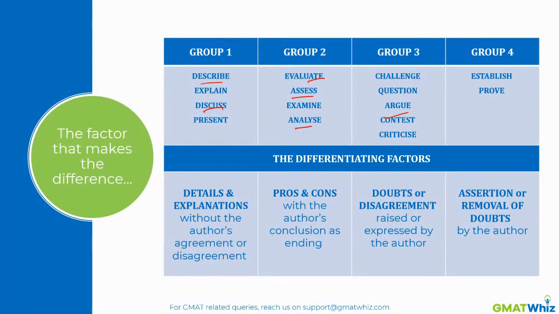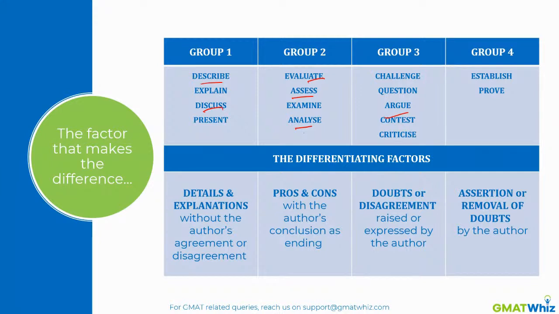On the other hand, if you look at group 2 words, anytime the author is evaluating, assessing, examining, scrutinizing, analyzing anything, then the author is bound to try to reach his or her own conclusion as the ending after evaluating the pros and cons. I mean, if you're evaluating something, you're basically looking at the strength or weakness of that thing, right? That's group 2.